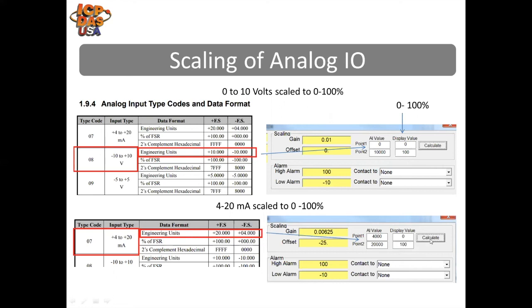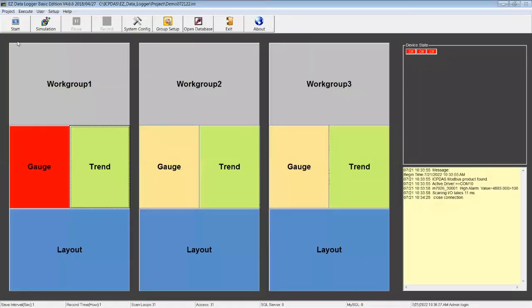But our Easy Data Logger will allow you to just put in the values like this. You could calculate, and it will put in the gain and offset instead of having to calculate the M for the slope and B for the offset. It will do it automatically for you here. Okay, I'll show you an example here in Easy Data Logger.